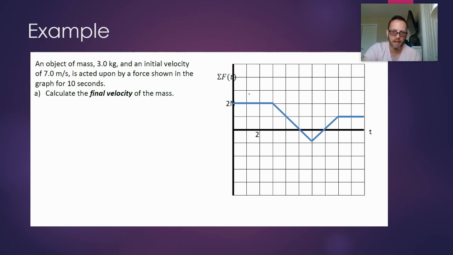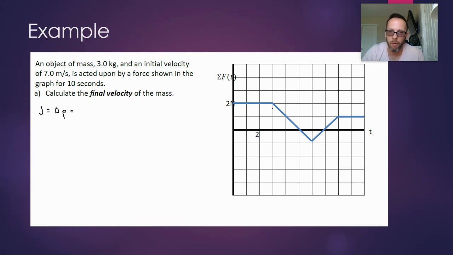And my scale didn't get messed up. Looks like it, converting to a PDF. It's 2 newtons, so 1 newton per square, and then 2 seconds, 1 second per square. Keeping things simple. So to get the change in momentum, we need to find the area under this curve.